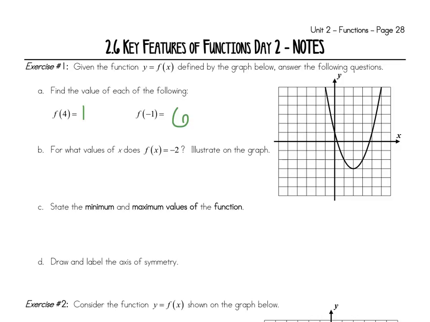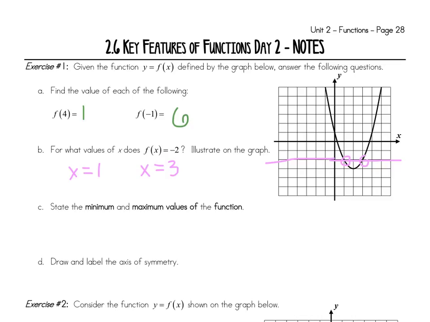So when y is negative 2, that means I need to go 2 down. So 2 down. So 1, 2. And I'm going to draw a line where this is happening. Where is it hitting? Well, in 2 spots, here and there. What are those 2 x values? Well, that is x is equal to positive 1 because it's 1 to the right, and also x is equal to positive 3. And it says to illustrate on the graph. Looks like we've already done that. Yay!